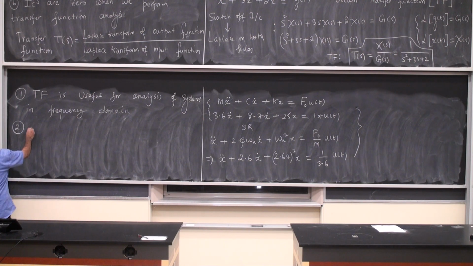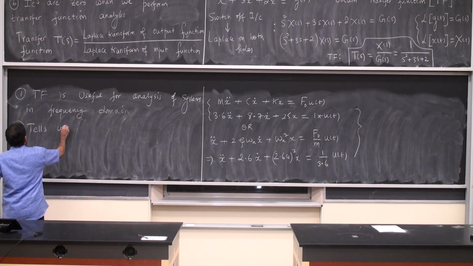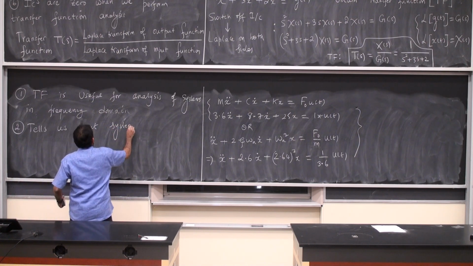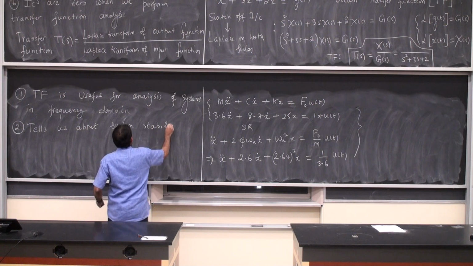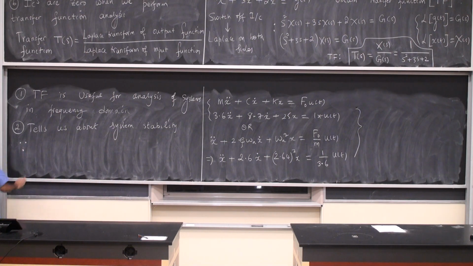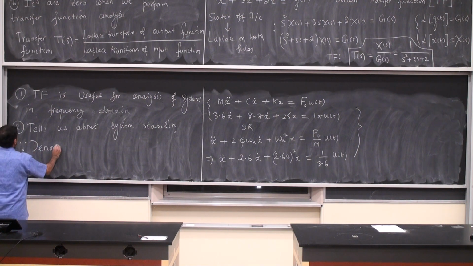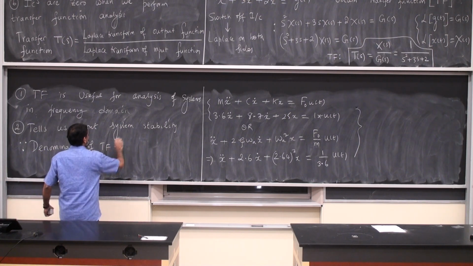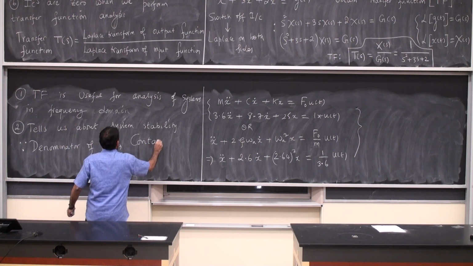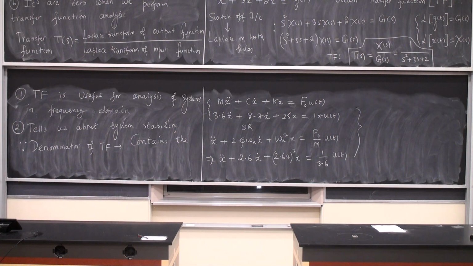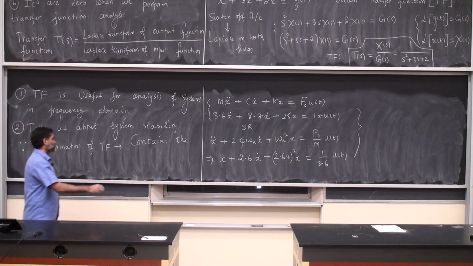So the transfer function tells us about the system stability, because the denominator of the transfer function contains the characteristic equation, or the characteristic polynomial.